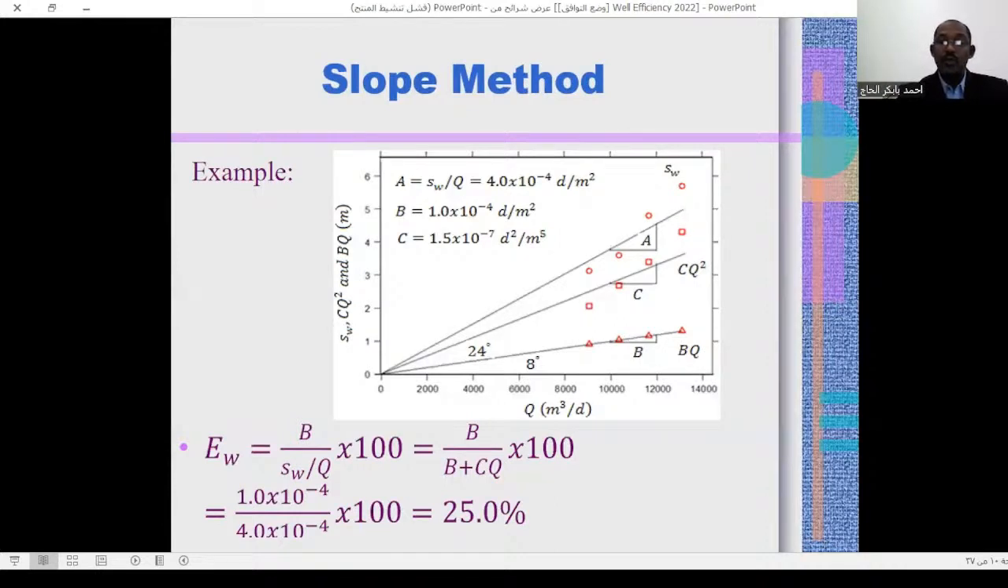The slope of total well loss here at point A, and the value of B, coefficient of aquifer loss, and the C value here in the well loss. After that, calculate the well efficiency depending on this equation. The well efficiency equals 25%.